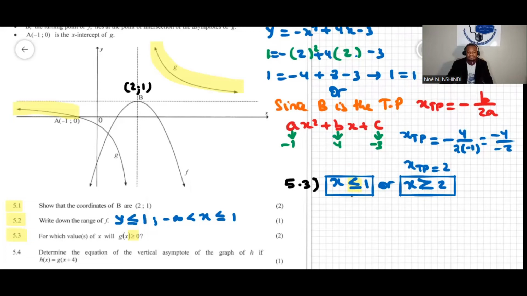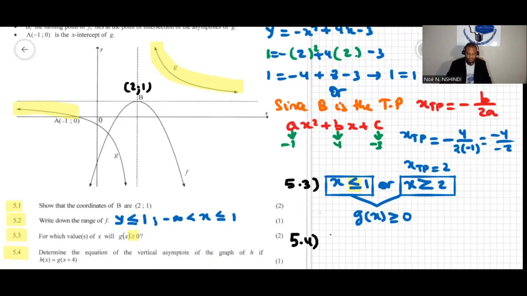Those two are values of x for which g of x is greater than or equal to 0. Now, the following question is question 5.4. The question says, determine the equation of the vertical asymptotes of the graph of h if h of x equals g of x plus 4. Well, I'll write the question here. 5.4.